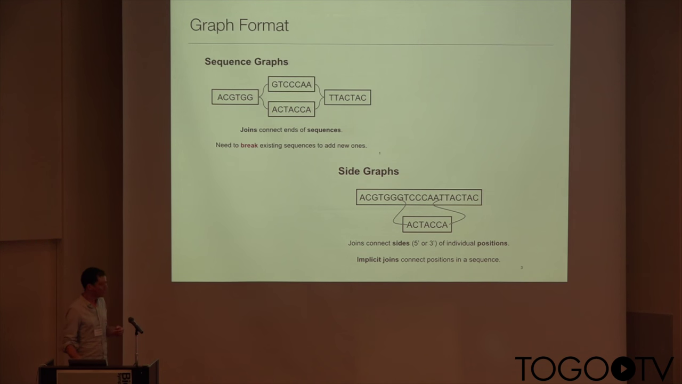So we did agree on a format. I don't think I have time to go into it, but at the top, just to give you a sense of what the graphs look like, you can imagine taking a set of sequences. You can think of those as the nodes in your graph, except the nodes have two sides, two ends, one representing the 5' end and one representing the 3' end. And then you can connect the ends of those sequences together to form sequence graphs. That's essentially what these graphs are.